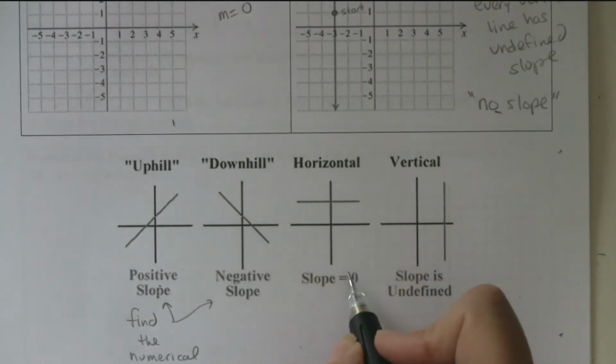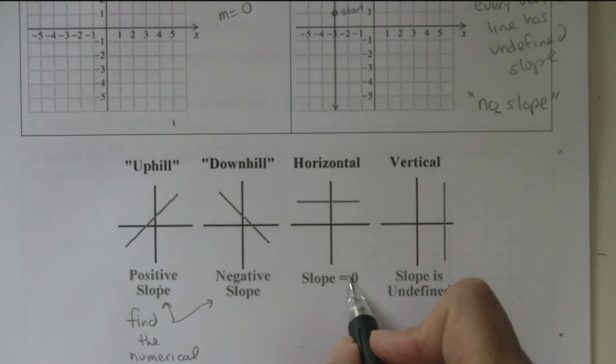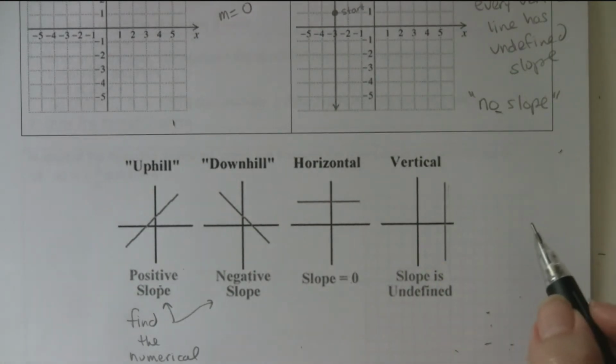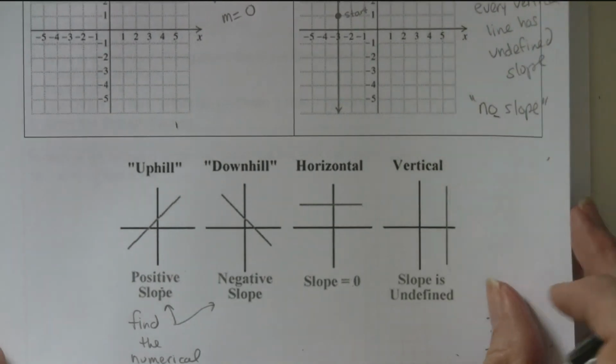Horizontal lines have slope 0. That's the numerical value of the slope, 0. And vertical lines are slope undefined, and they don't have a numerical value that goes with their slope. Okay.